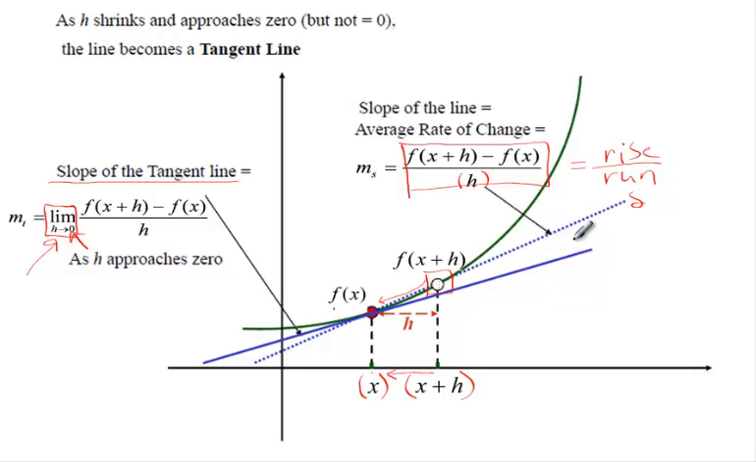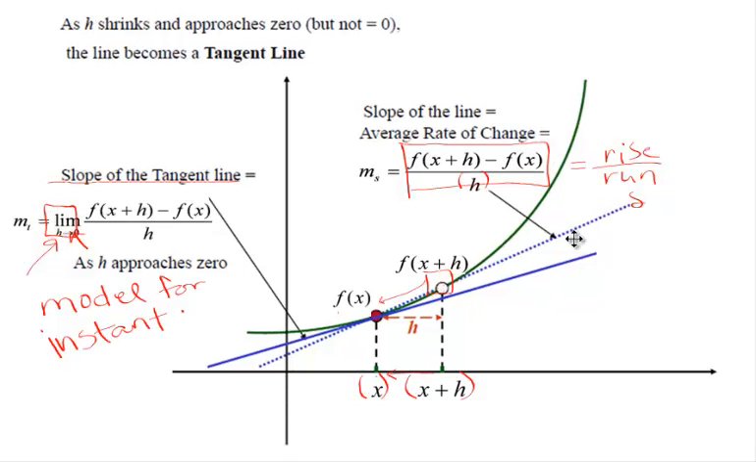So the slope of the tangent line is a model for instantaneous rate of change. Huge. Enormous idea.